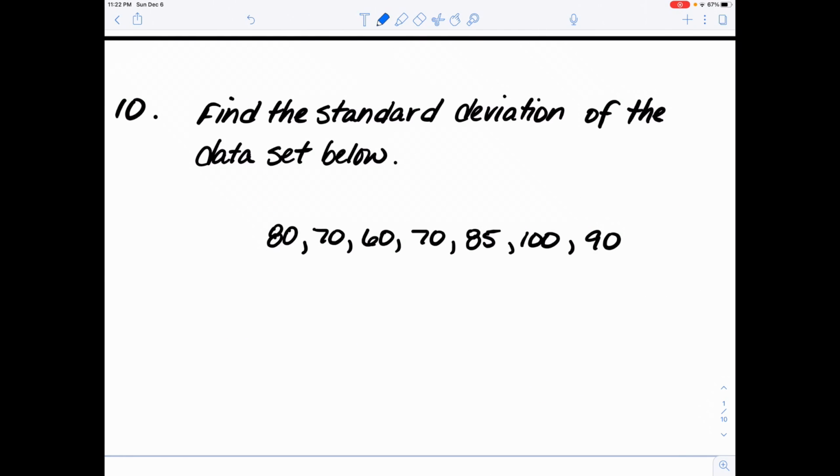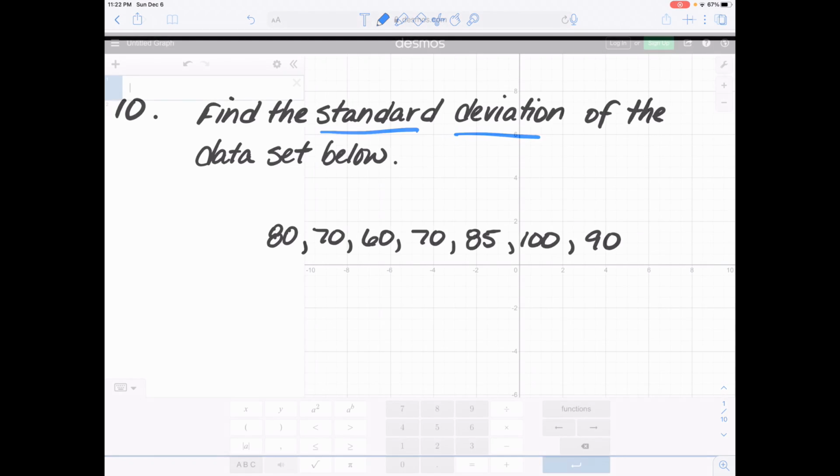Question number 10 says find the standard deviation of the data set below. Standard deviation is just a formula or a calculation in statistics that talks about the spread of data and how spread apart they are. One great tool that we can use for this is the Desmos graphing calculator, and we can go to the statistics feature on it and actually calculate the standard deviation. So I'm fixing to change screens to that calculator.